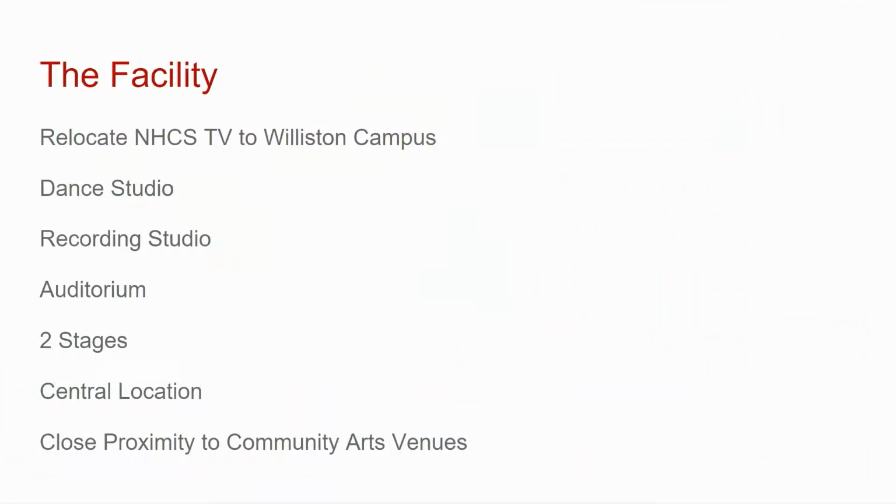We believe that the current facility provides the opportunity for us to relocate the New Hanover County Schools TV studio to the Williston campus. We think that this would be a way to increase the opportunities for practical experiences for our students. At a minimum, we would add a dance studio and recording studio. We would make upgrades to the auditorium. There are 2 stages currently on campus, and there would be upgrades made there. We believe that Williston's central location is ideal, and that its close proximity to community arts venues definitely works in its favor.